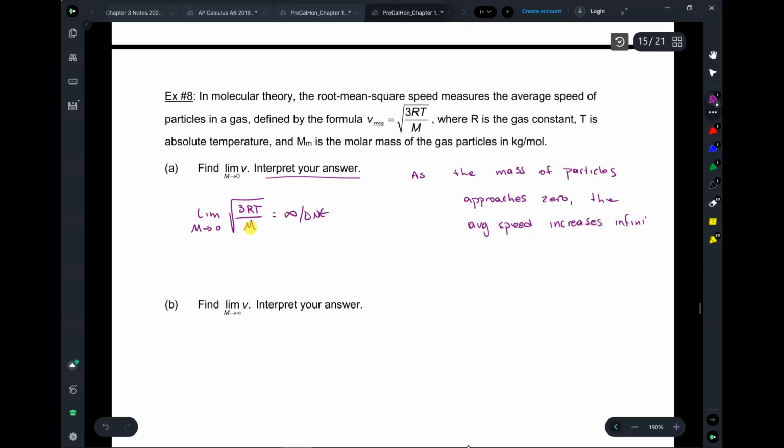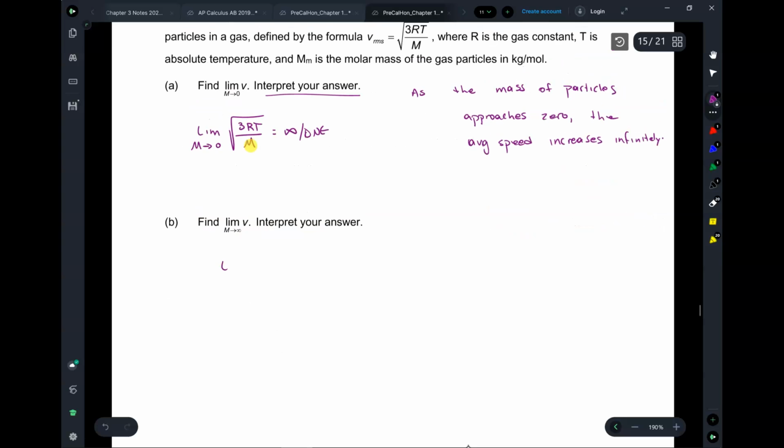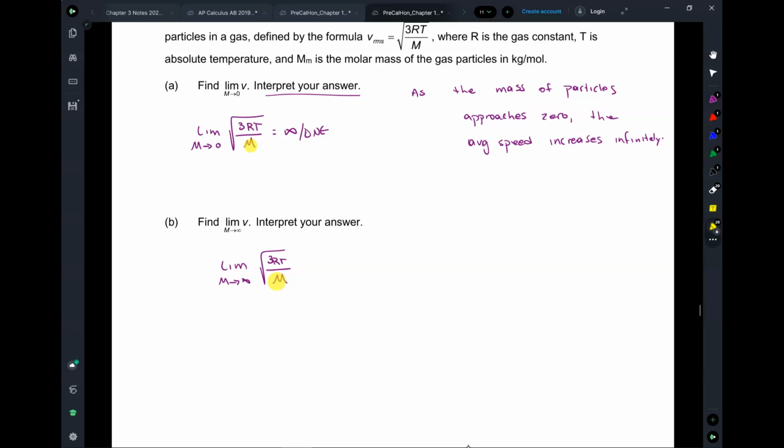Does that make sense intuitively? Right? Infinitely. Like as something gets lighter and lighter, it's going to be moving faster and faster. Okay? All right. Next one. The limit of v as m approaches infinity. So the limit as m approaches infinity of the square root of 3RT over m. Again, m is here. As the denominator gets infinitely large, the whole thing is going to be 0.